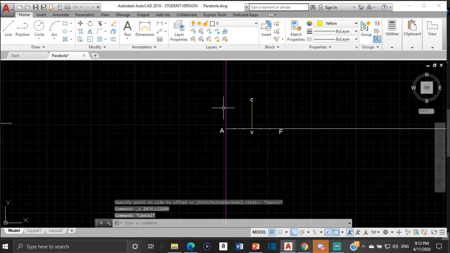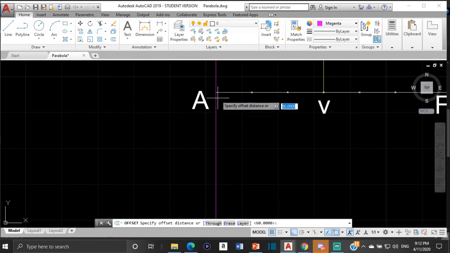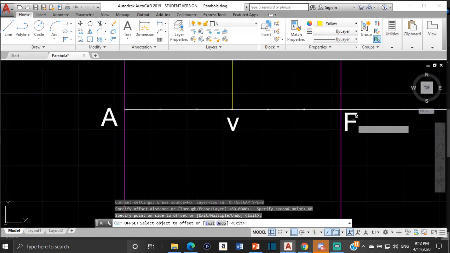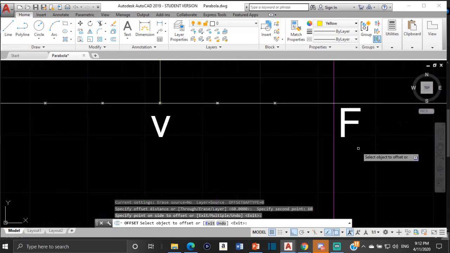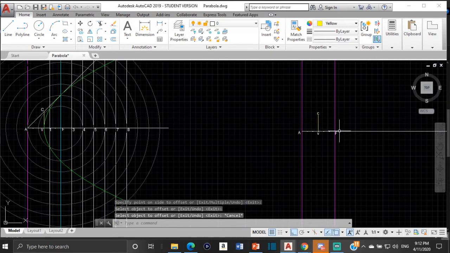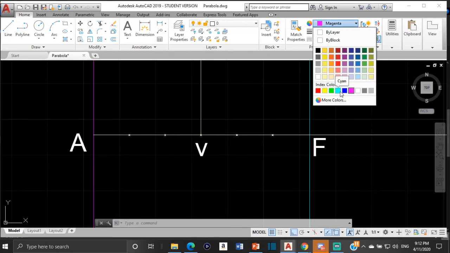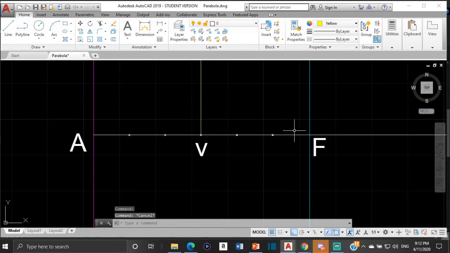All right, so if I offset this line here by 60, all right, so that's my point F. Good, lovely. All right, so let me just change back F and make it cyan, a different color. All right, nice. So that means I have to redraw this line here now.